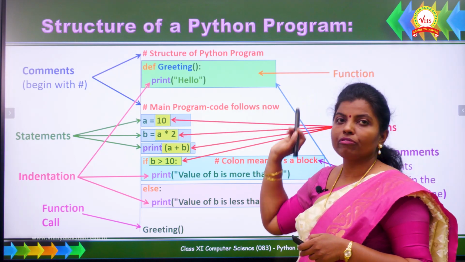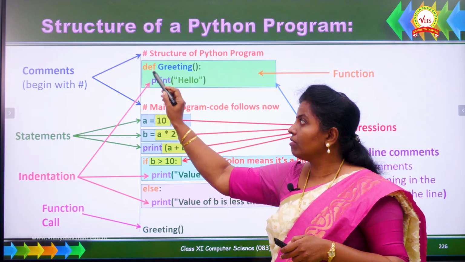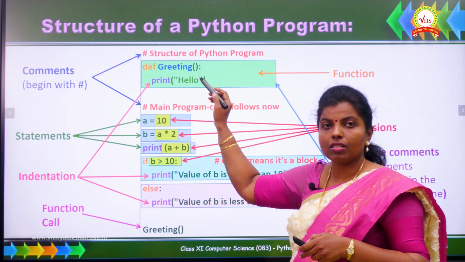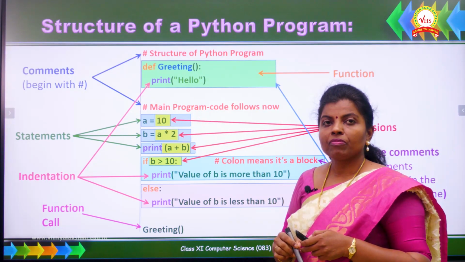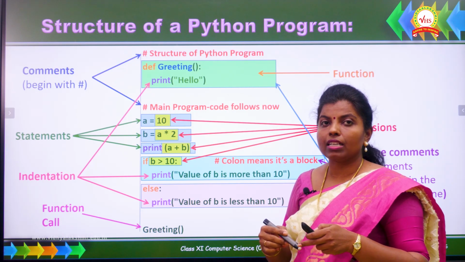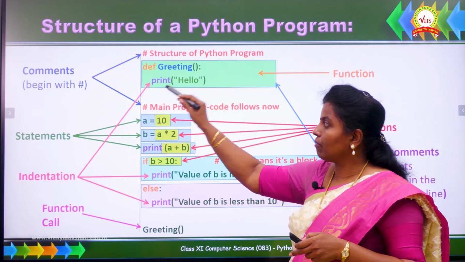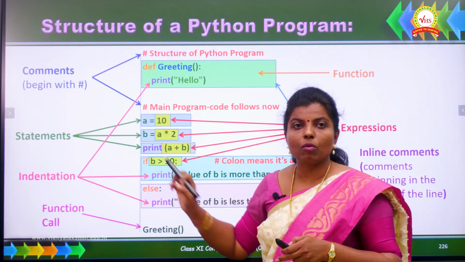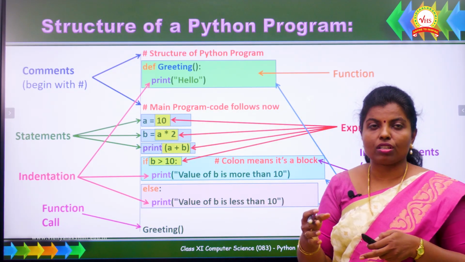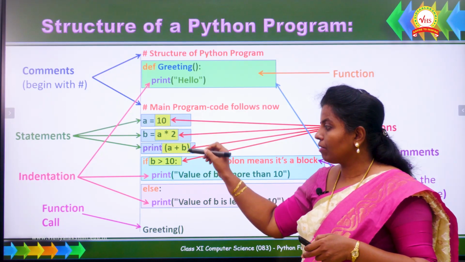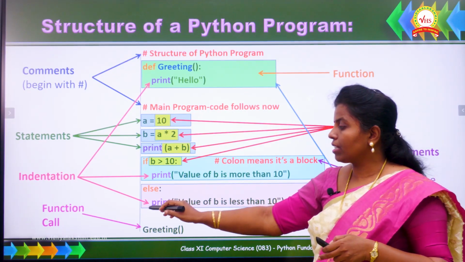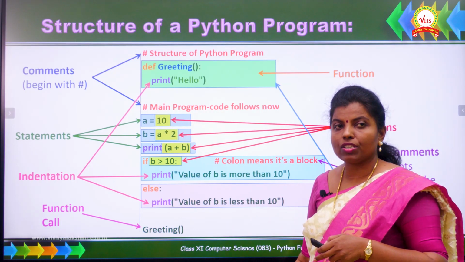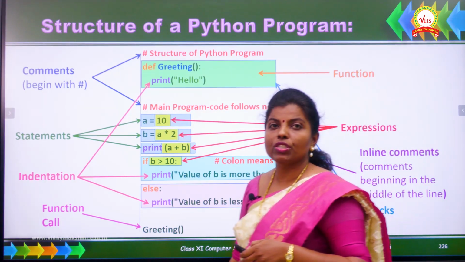Also, we have learned about functions. The function definition always starts with the keyword def followed by the name of the function and parenthesis, and there will be a colon at the end. The statements that are part of this function will be indented. Okay. So we have learned about that, and we learned about statements. Statements are the instructions to the program. And also indentation. The spaces in the beginning are referred to as indentation, and also we have learned about function call.